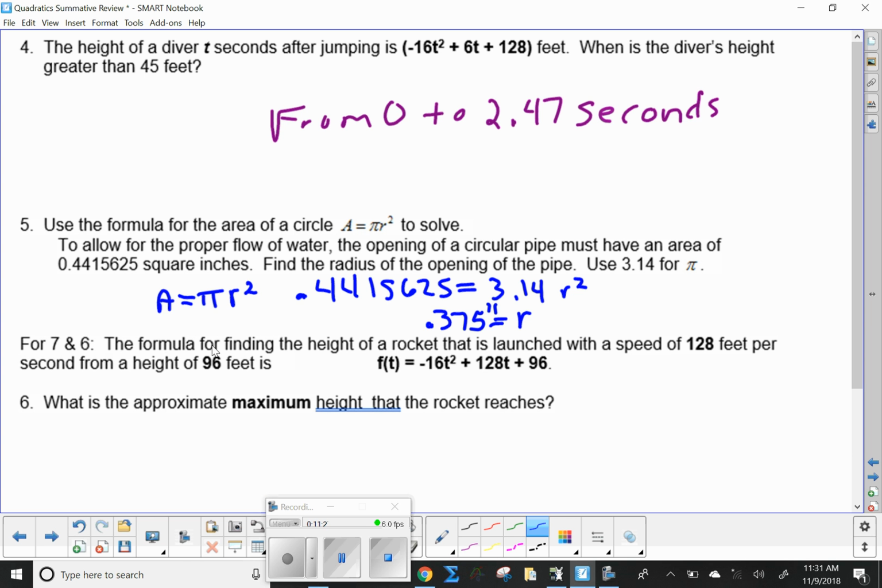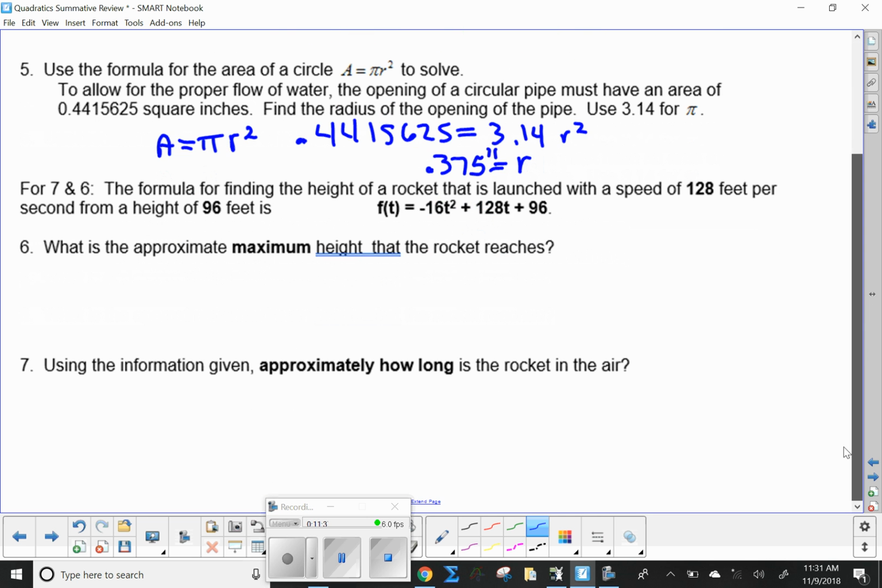The formula for finding the height of a rocket that is launched with a speed of 128 feet per second from a height of 96 feet is given here. Now, what is the maximum height that the rocket reaches? That would be the y coordinate of the vertex.